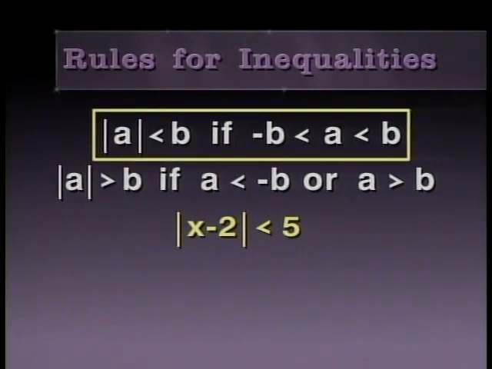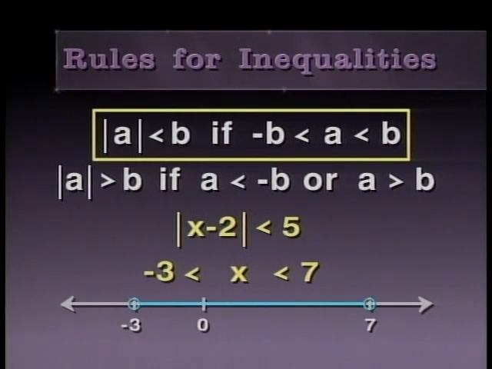By the first rule, we know that the absolute value of x minus 2 is less than 5 if and only if x minus 2 is greater than -5 and less than 5. We can simplify this inequality by adding 2 to each portion, producing x is greater than -3 and less than 7. Thus, the solution is the interval between -3 and 7. You can see that working with absolute value is really just a slight twist on what we already know. We can apply all our skills of factoring, combining terms, solving equations, and solving inequalities to the solution of absolute value problems.